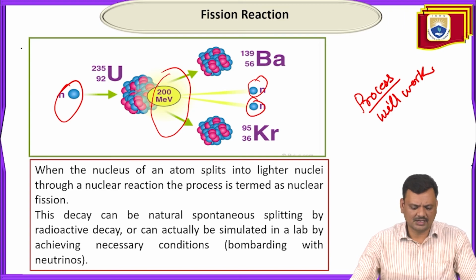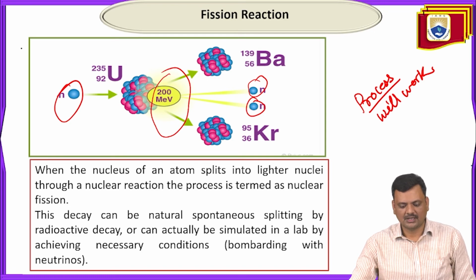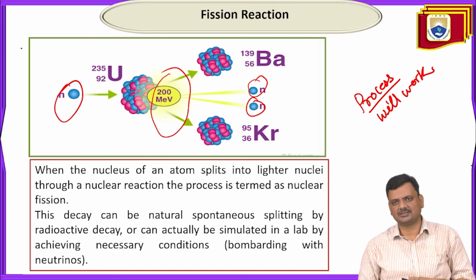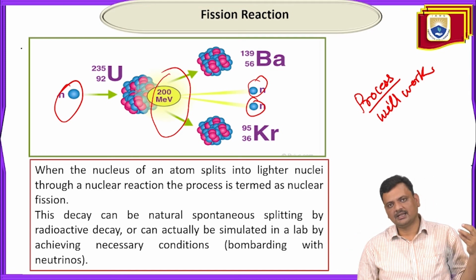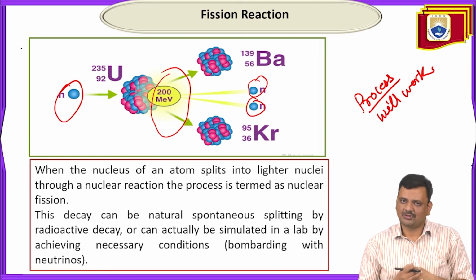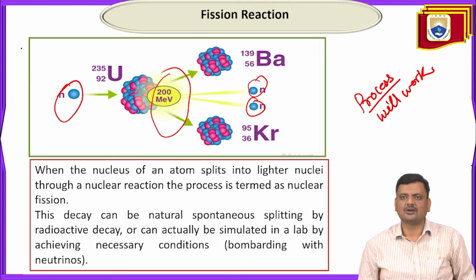The same thing is written here. When the nucleus of an atom splits into lighter nuclei through a nuclear reaction, the process is termed nuclear fission. This decay can be natural, spontaneous splitting by radioactive decay, or can actually be simulated in a lab by achieving the necessary conditions. Necessary conditions means a lot of conditions. Even having energy more than the binding energy is not the only required factor. It is a concern of nuclear physics.